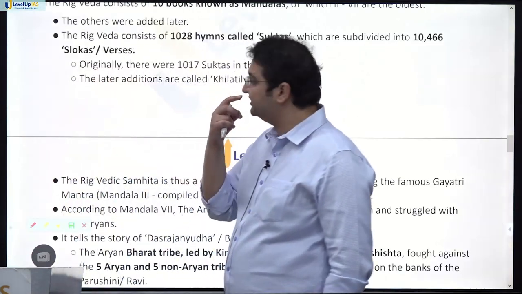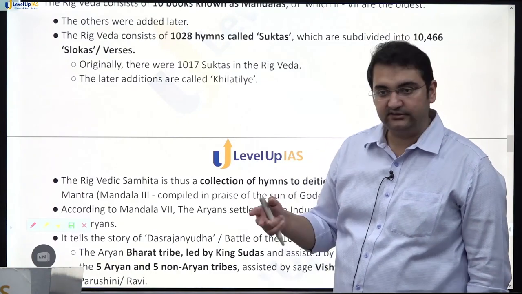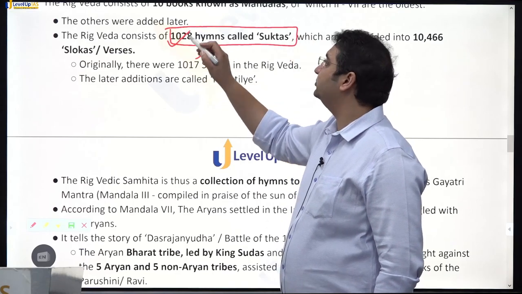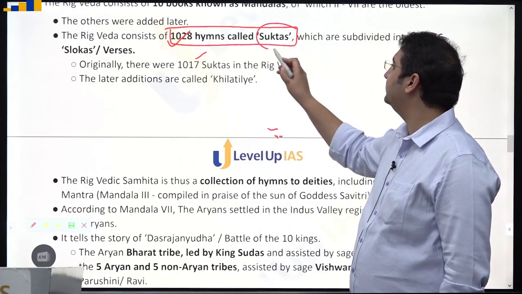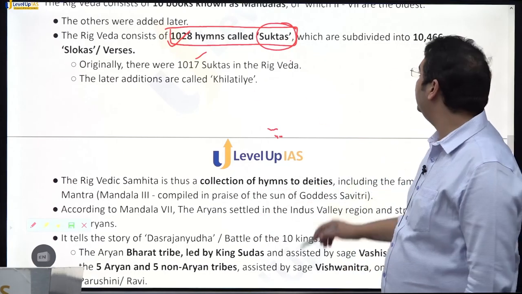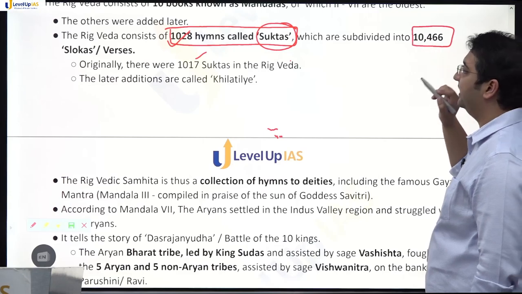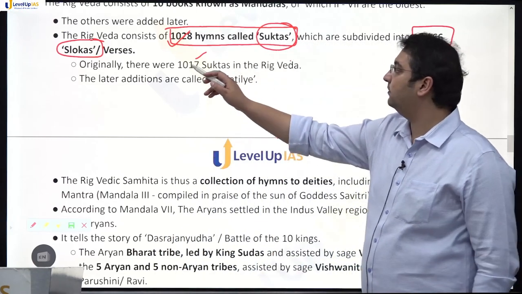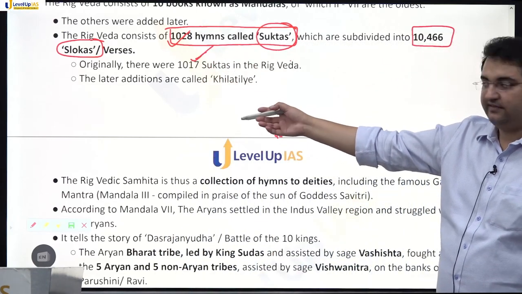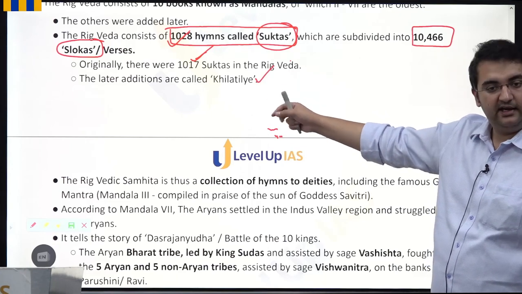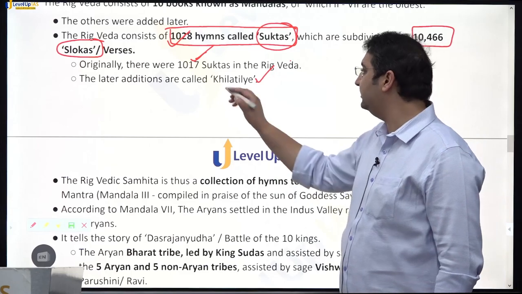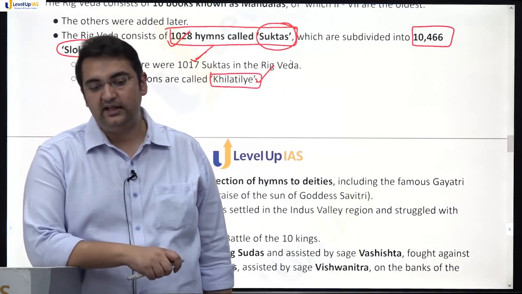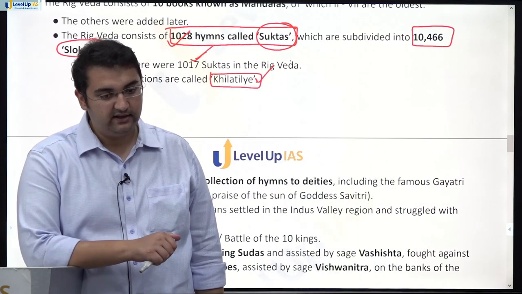The Rig Veda is essentially a collection of hymns, mantras, right? And how many hymns? 1028 hymns, known as suktas, subdivided into 10,466 verses, known as shlokas. The original work consisted of 1017 suktas. The later 11 were added later. They are called khilatilya. So, khilatilya kya hai in the context of the Rig Veda? These are the shlokas, or sorry, the suktas which were added later to the Rig Veda.